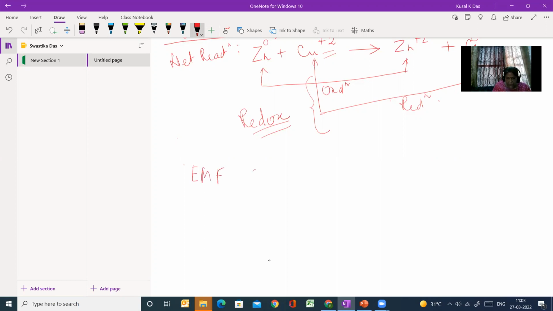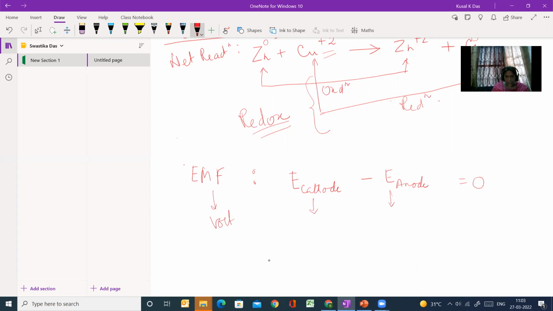EMF, electromotive force. What is electromotive force? Electromotive force is the electrode potential at cathode minus electrode potential at anode. Okay. What is this difference? If EMF is 0, that means you do not have any voltage from the galvanic cell.